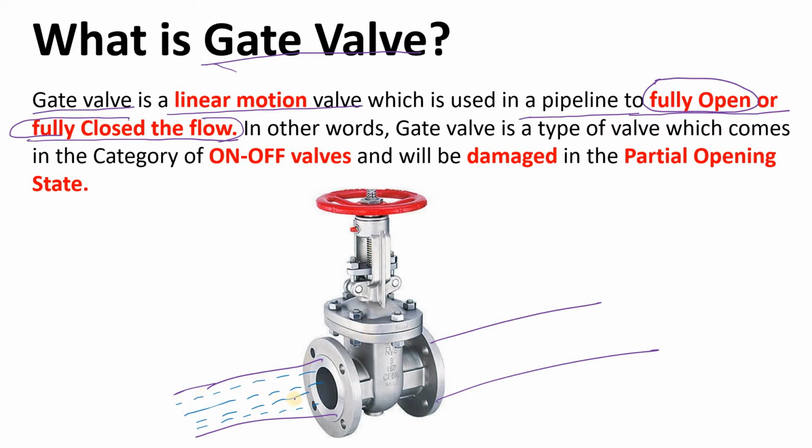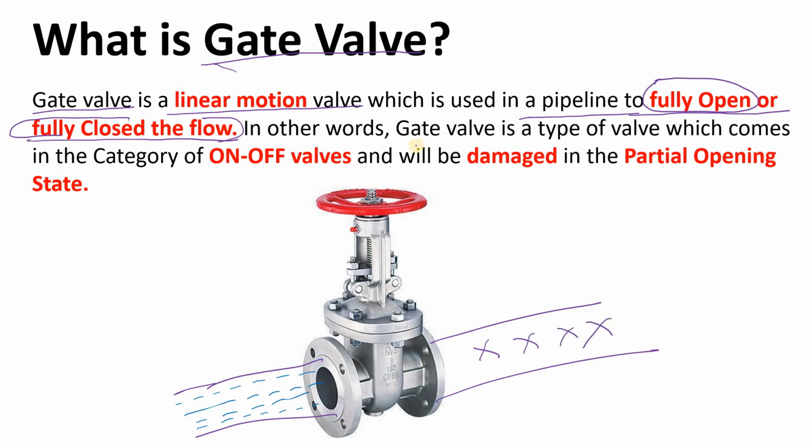If it is fully open, then my fluid will flow from here, or if it is not fully open, then my fluid will not flow. Got my point? It means that when it is fully open, my fluid will flow, and if it is closed, then my fluid will not flow from here.